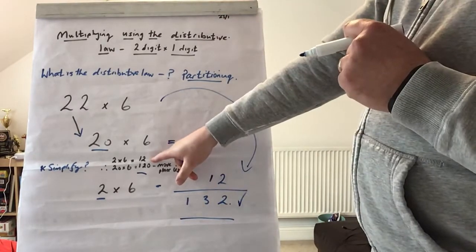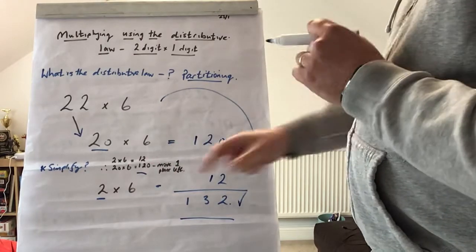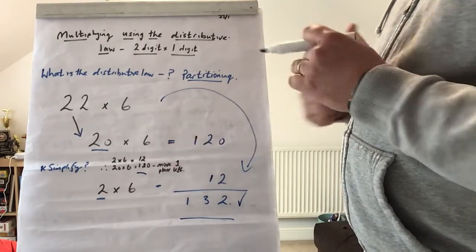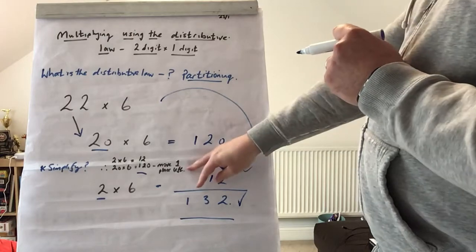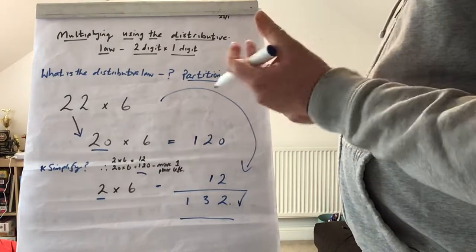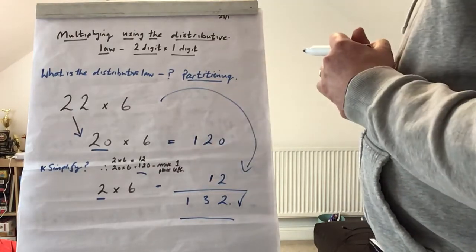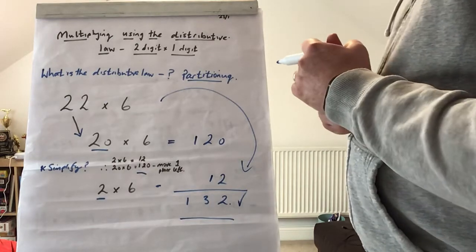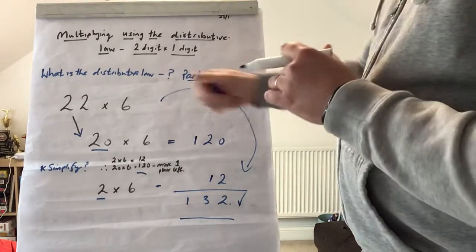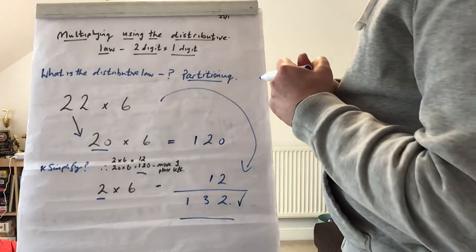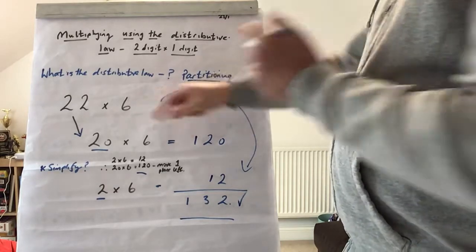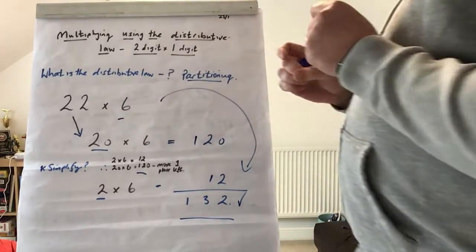If you get stuck, remember you can use the simplify rule, where you make it 10 times smaller, and then you make it 10 times bigger. That gives you the answer, 120, because we are moving one place to the left. Keep it simple, keep it structured. Look at the numbers, look at how they're arranged, partition them and then multiply them by the 1-digit number. Have a go at those. Best of luck.